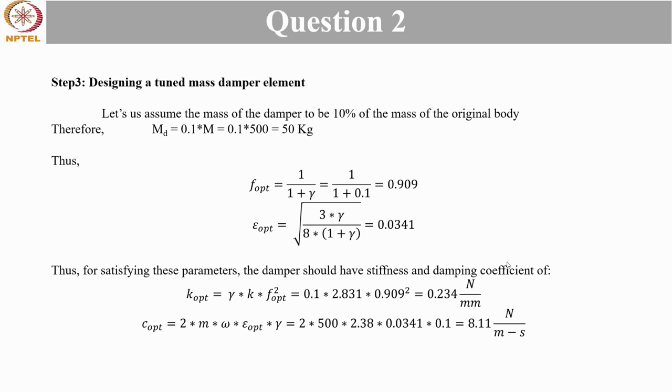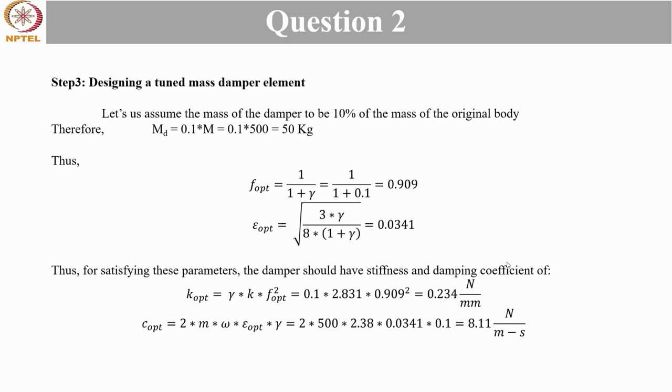Now what do these optimum values mean? So when the frequency and the damping coefficient of the damper mass system are these values, then the net vibration in the structure will get minimized. So this should be the frequency and the damping factor, so that the destructive interference takes place and the vibration gets minimized. So for satisfying these parameters, the damper element should have stiffness and damping coefficient of following values.